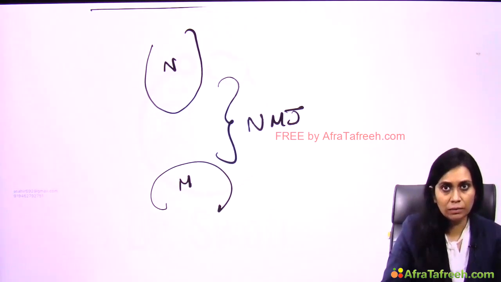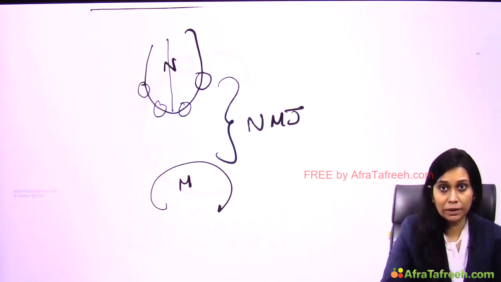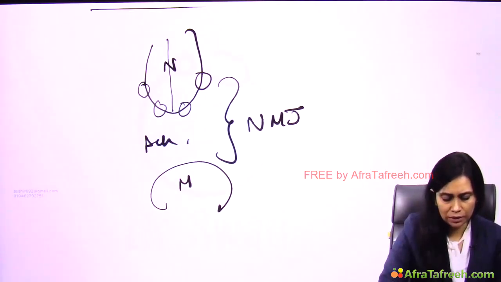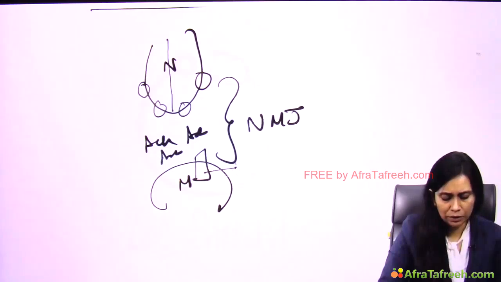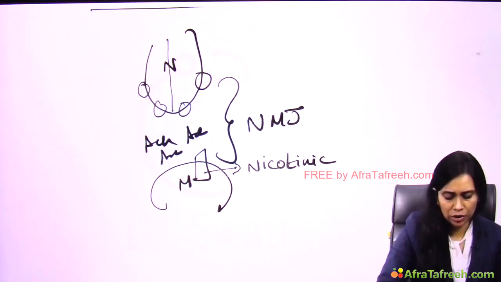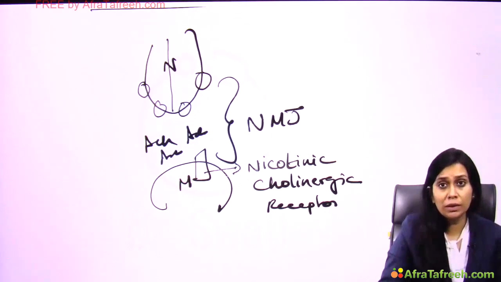Whenever the nerve is stimulated by any stimulus, electrical, magnetic, any kind of stimulus, what happens? Acetylcholine stored in acetylcholine vesicles at nerve endings breaks, and acetylcholine is released in the neuromuscular cleft. On the muscle end plate, there is a receptor. This receptor is called the nicotinic cholinergic receptor.